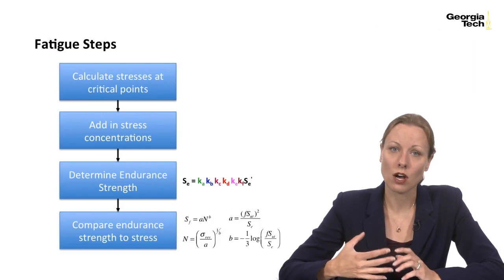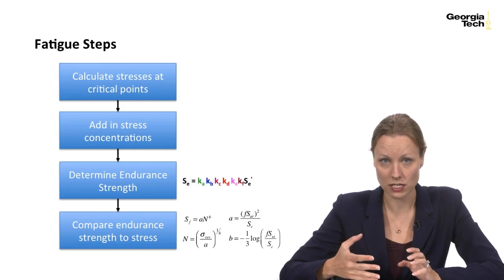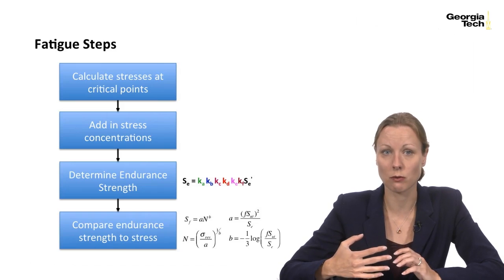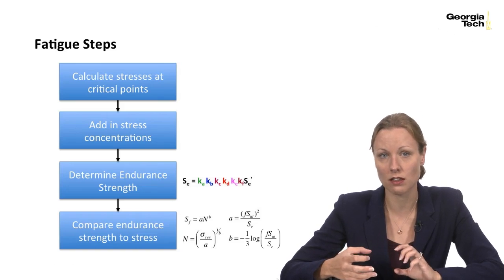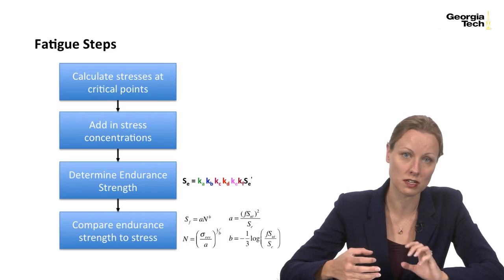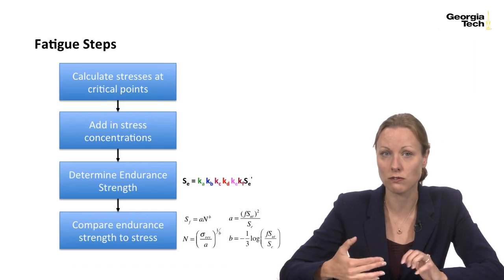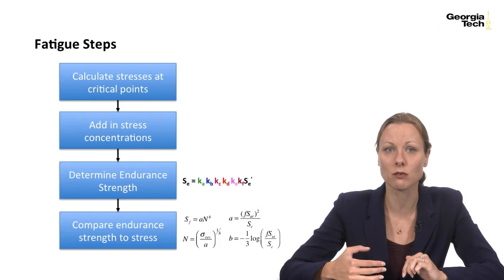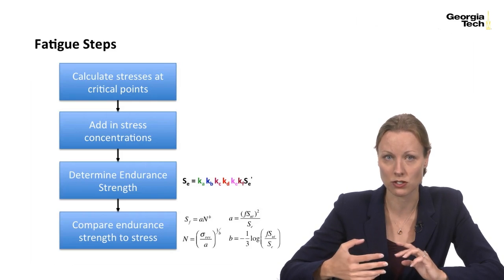So we've gone through a couple of these steps of how to solve entire fatigue problems. We worked through the last part where we looked at how to compare the endurance strength to the fully reversible stress applied to the component. We've now figured out how to determine the fully adjusted endurance strength, and here we're going to figure out how to add in stress concentration factors for components that are in fatigue.